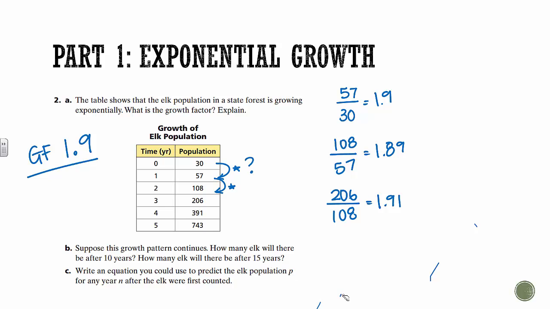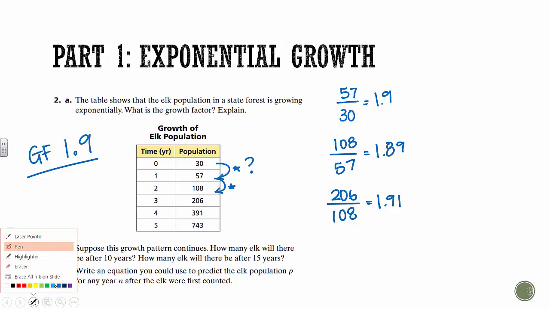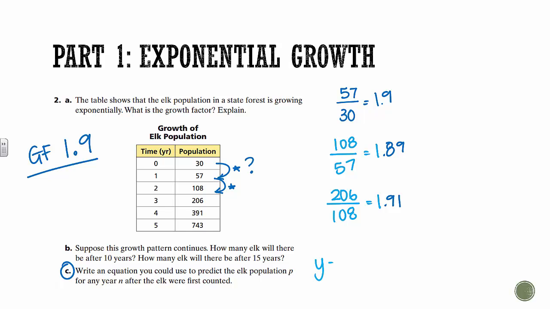So we can answer the next couple questions, but we're going to answer model order. Let's do C first. Write an equation you could use to predict the elk population for any year. So remember, it has to look like this. And our starting point was we started with 30 elk, and it's growing by 1.9 every year. So then we can use that to figure out how many elk there will be after 10 years.